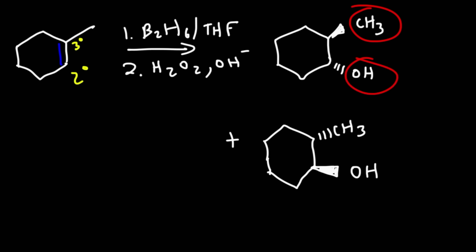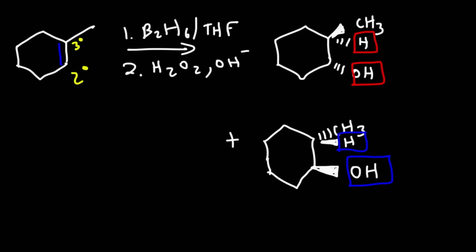But remember, we didn't add the methyl group. What we're adding is the hydrogen and the OH. So right now, there's no hydrogen shown here, but the product does have a hydrogen. If you show the hydrogen, then you could see that this reaction is syn addition. So these are the groups that we're adding, and those two groups are on the same side.